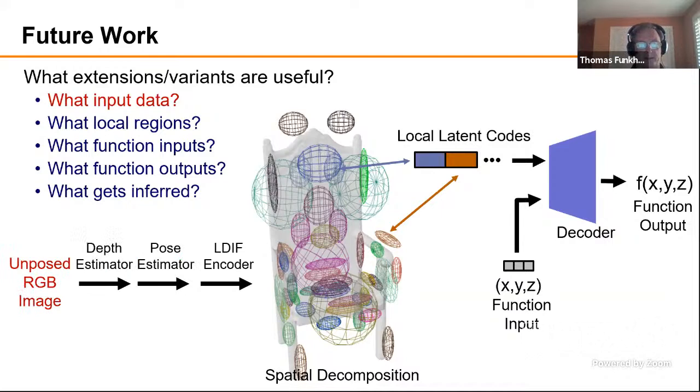The way that we attack that issue is that we start with an unposed RGB image and we run an off-the-shelf depth estimation network. And then we run a very simple pose estimation network. And then that gives us a posed depth image that goes straight into the LDIF encoder that we've already trained. So in fact, the way that we've experimented with this so far is not even end-to-end, just having a pre-trained depth estimator, pre-trained pose estimator, and then give that as if it was a posed depth image to LDIF.